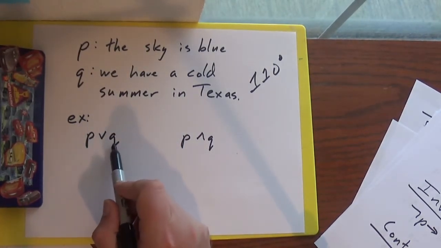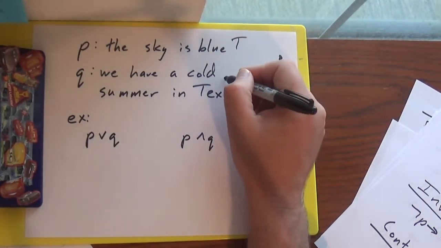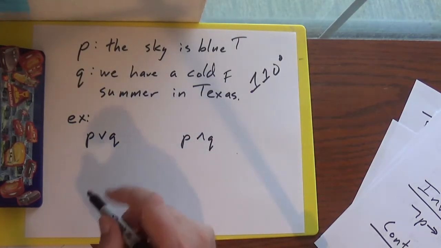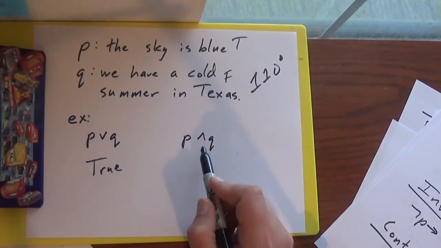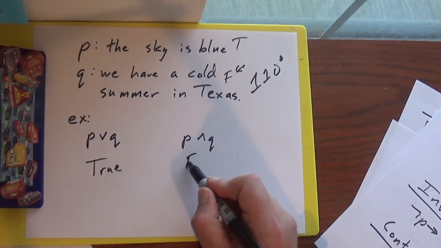Alright, so P or Q, the sky is blue, so that's true, but it is not a cold summer in Texas. So P or Q, one of those is true, so this would be true. And P and Q, this is false, so this would be false.